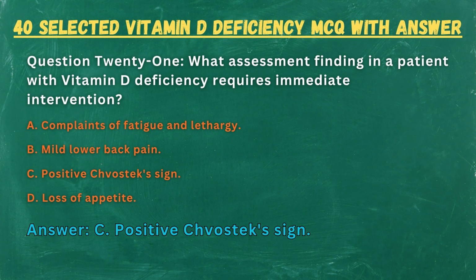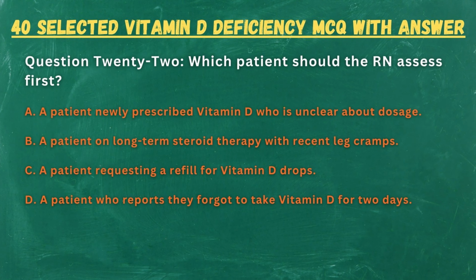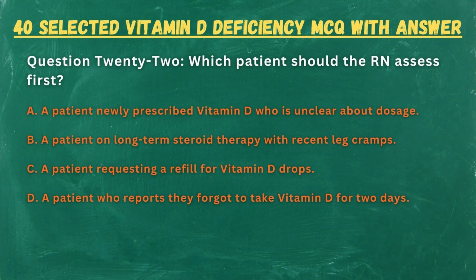Answer: C. Positive Chvostek sign. Question 22. Which patient should the RN assess first? A. A patient newly prescribed vitamin D who is unclear about dosage. B. A patient on long-term steroid therapy with recent leg cramps. C. A patient requesting a refill for vitamin D drops. D. A patient who reports they forgot to take vitamin D for 2 days.